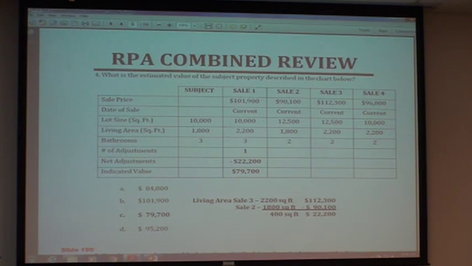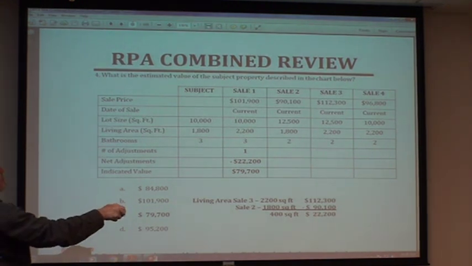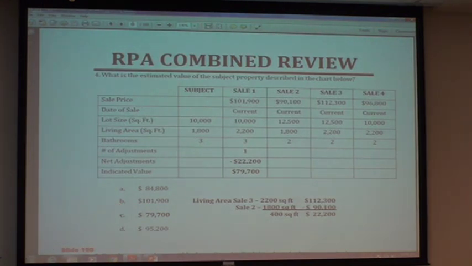How about the lot itself? Which two sales are the same except for the lot information? Is it 1 and 2? No. 1 and 3? No. 1 and 4? No. 2 and 3? No. 2 and 4? No. How about 3 and 4? Only difference between 3 and 4 is what? The lot size. So the difference in that lot size is going to be what kind of adjustment? That lot size is going to be 15.5.